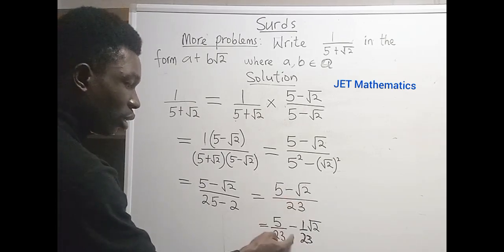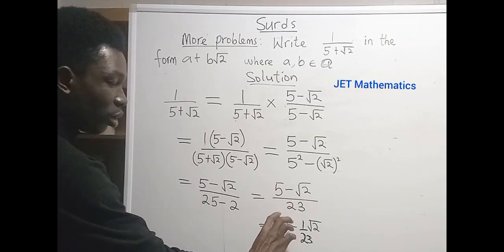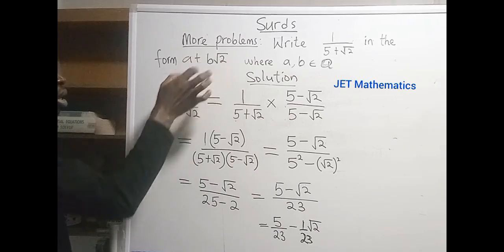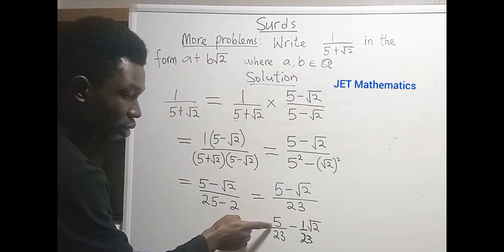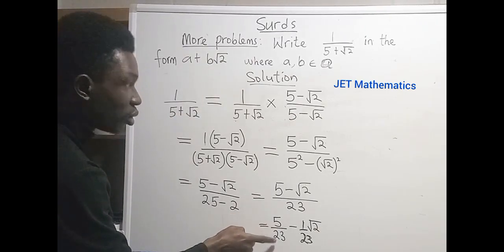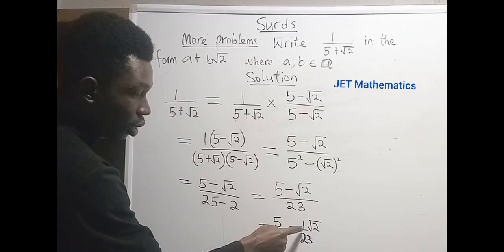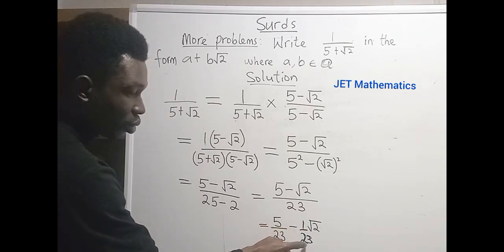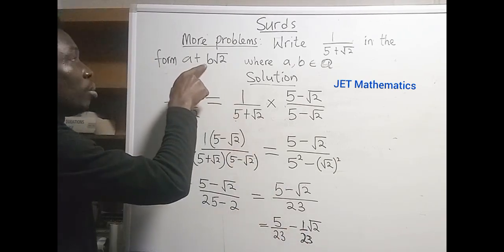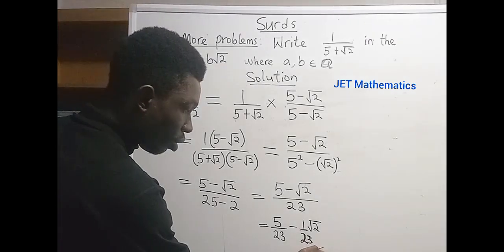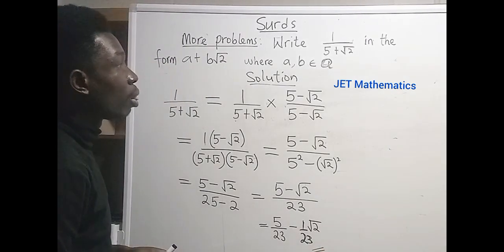So we've been able to express this in this form. So it implies that 5/23 represents our a, and -1/23 represents our b.